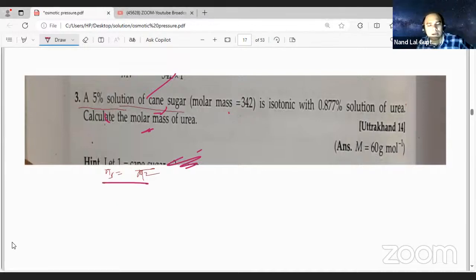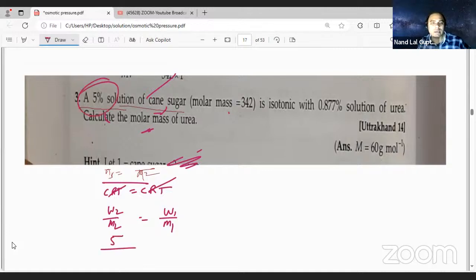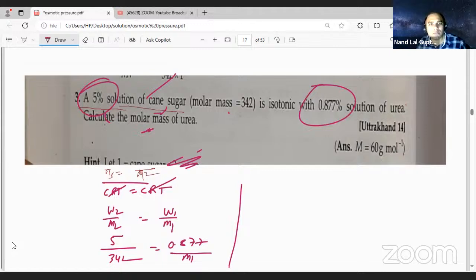So if you are dividing, this is CRT equal to CRT. This RT will be cancelled out. So W2 upon M2 is equal to W1 upon M1. W2 they have given 5% means 5 gram. M2 cane sugar 342. W1 they have given 0.877 gram, divided by M1. They are asking the solution of urea: calculate the molar mass of urea. Very simple. So M1 is equal to 342 multiplied by 0.877 divided by 5.